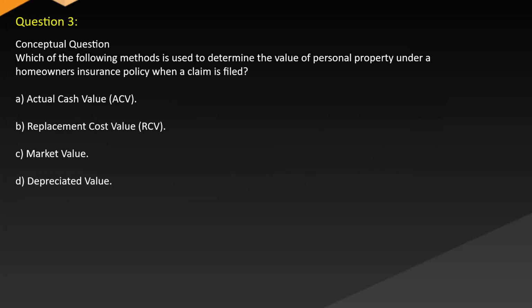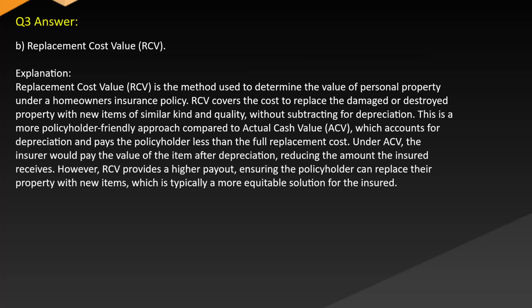Question 3. Conceptual question. Which of the following methods is used to determine the value of personal property under a homeowner's insurance policy when a claim is filed? A. Actual cash value, ACV. B. Replacement cost value, RCV. C. Market value. D. Depreciated value. Answer. B. Replacement cost value, RCV.